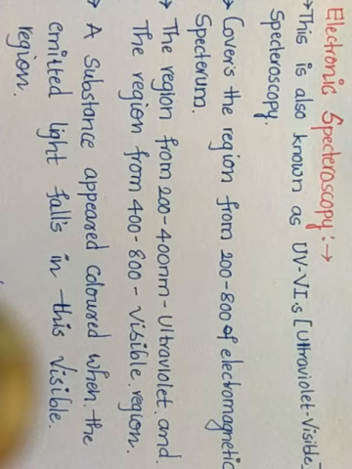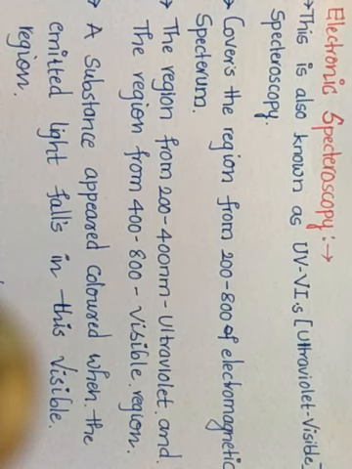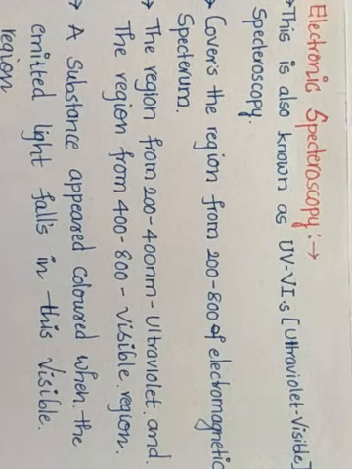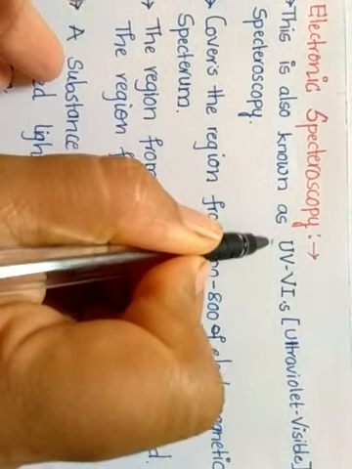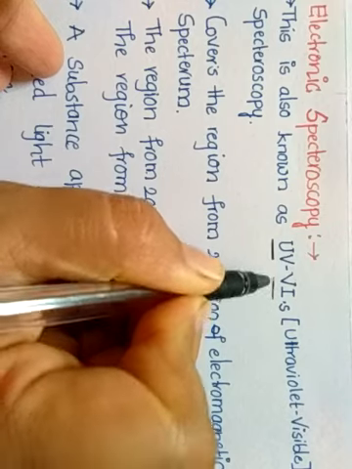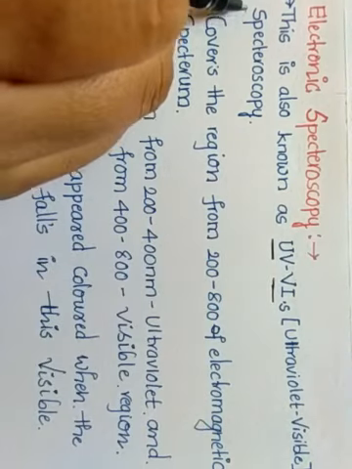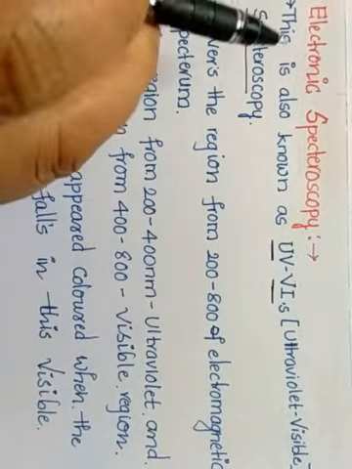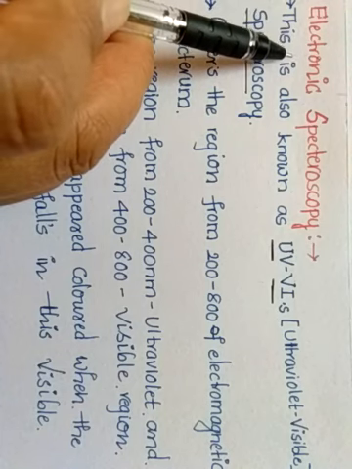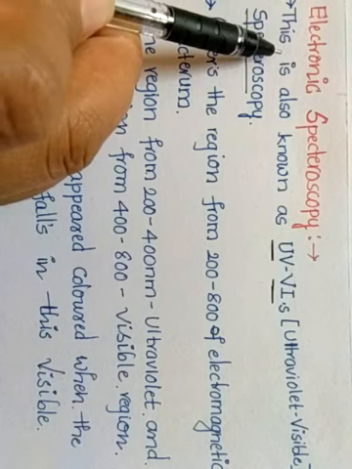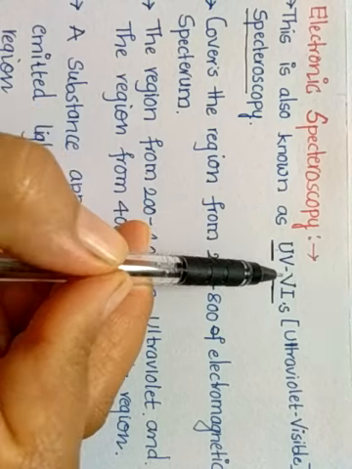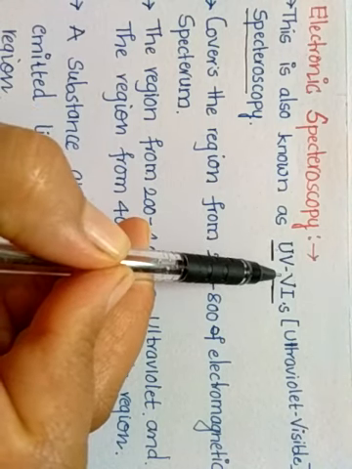Hello students, let's start the next part of our topic, electronic spectroscopy. This is also known as UV-Vis, that is ultraviolet visible spectroscopy. This particular electronic spectroscopy is also known as ultraviolet and visible spectroscopy.